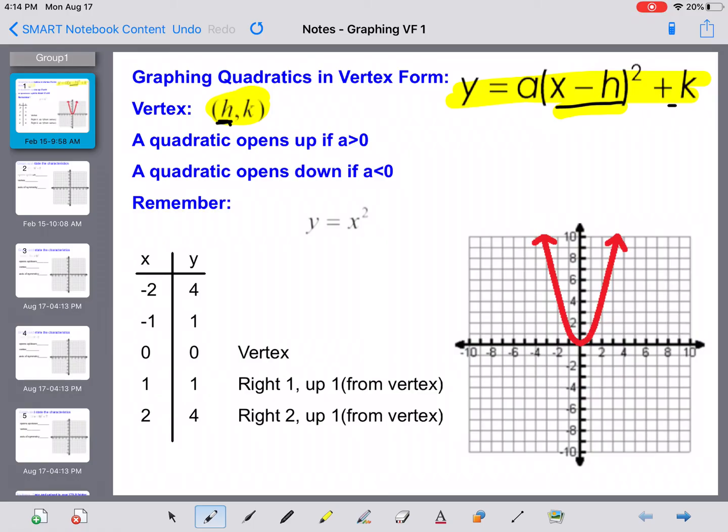The k value is exactly the same as what it is out there. So if you have that x minus 2 squared plus 3, then our k value would just be 3. We don't change anything with that. If it was minus 5, then we would use minus 5.